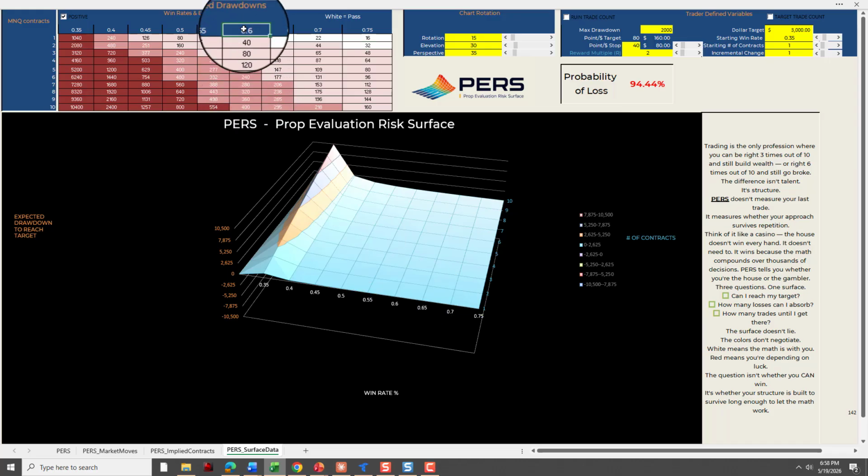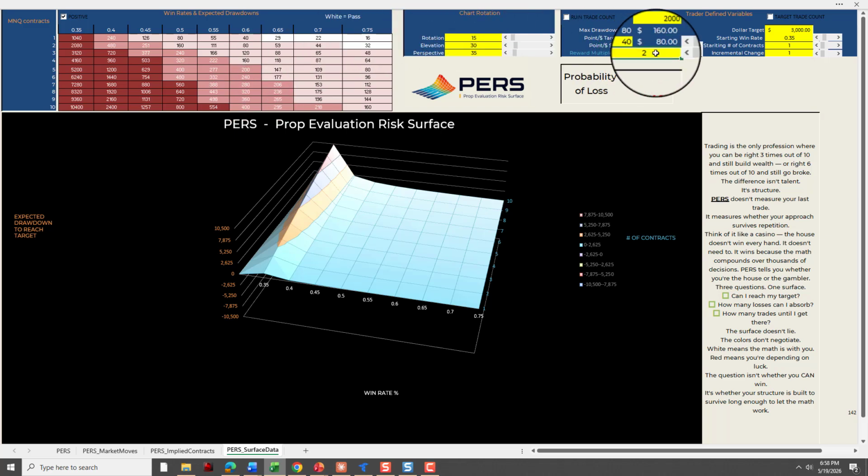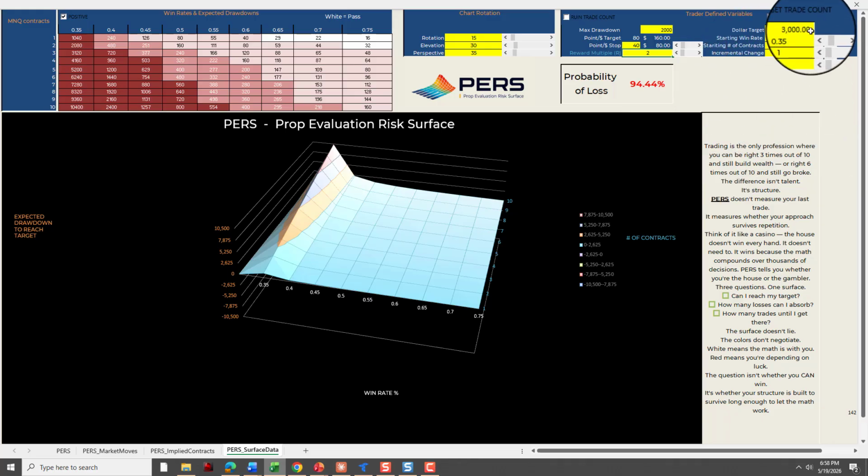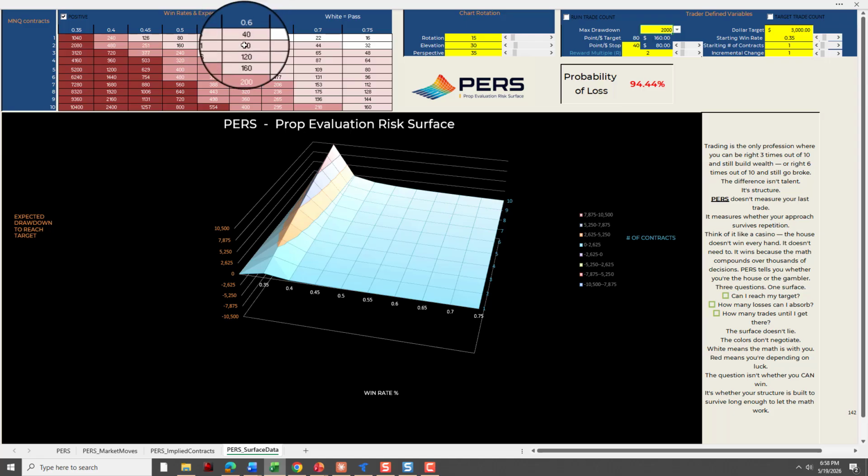So if you told me you're a 60% winning trader, consistently with a consistent stop and a consistent profit target, and your stop loss is 40 points, you have a 2R multiple, and your goal is to make $3,000 without losing $2,000, you're going to fail. And this doesn't play favorites. This isn't opinion based. This is all 100% empirical, meaning it's based on mathematical formulas.